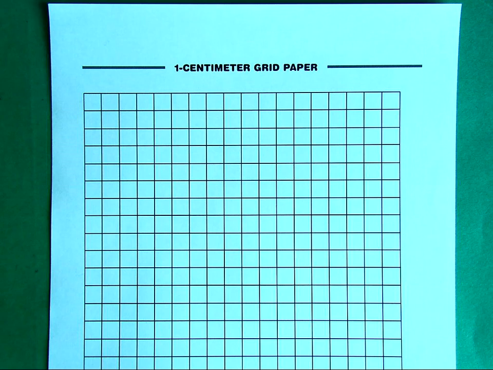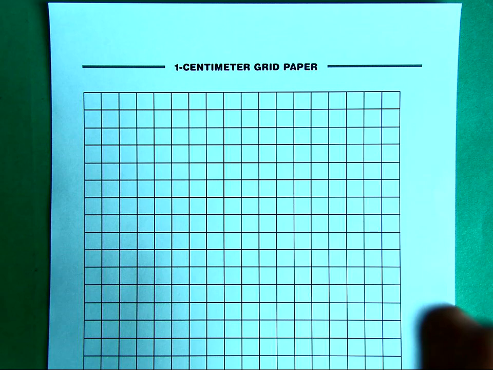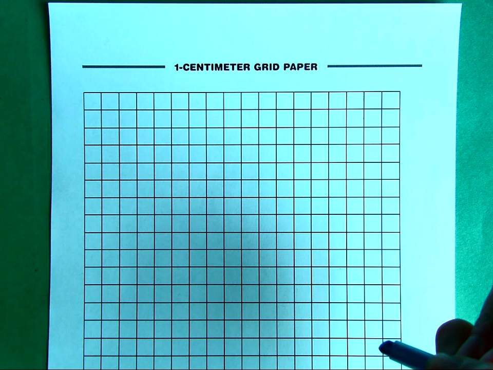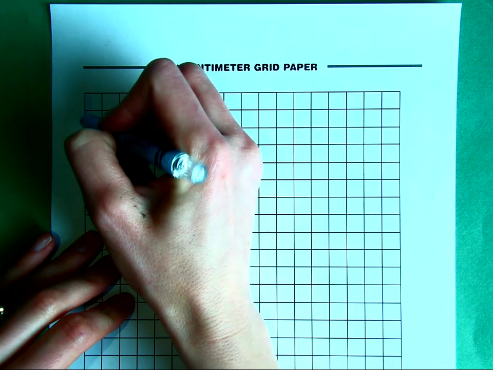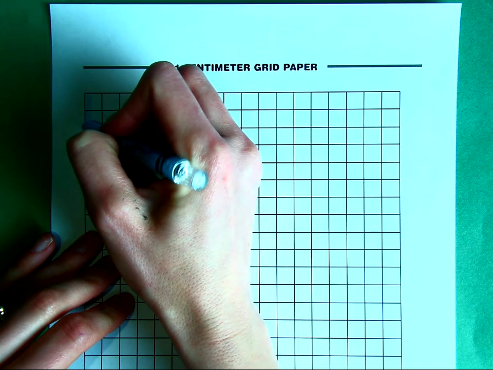Today we're going to talk about how we can connect area to volume. So the first thing we're going to do is create an array on our centimeter grid paper. So I'm going to make an array that is 2 by 4. I'm going to start in the upper left hand corner of my paper so I have plenty of room to draw other arrays.